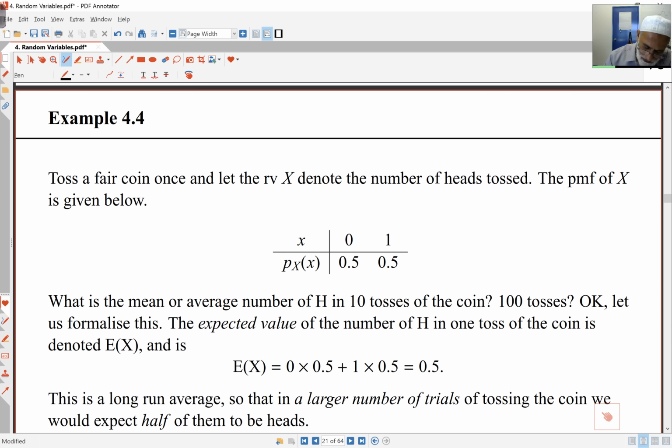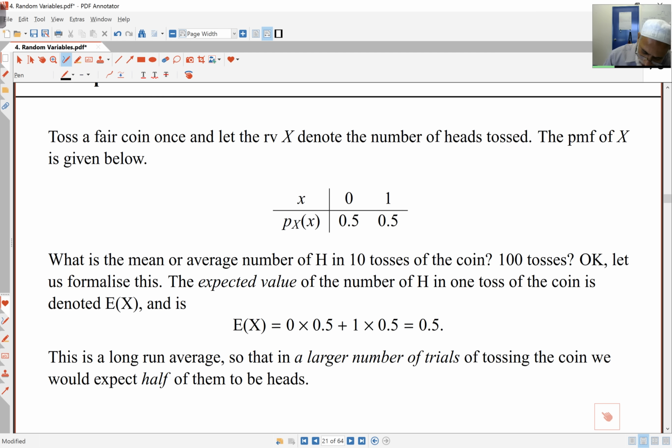X denotes the number of heads in a single toss of a coin. The probability mass function we saw earlier: the values are either 0 heads or 1 head, with probability 0.5 each for a fair coin. So the mean here should be the value of x multiplied with the probability, so 0 times 0.5 and 1 times 0.5, and add that up and I get simply 0.5 from here.